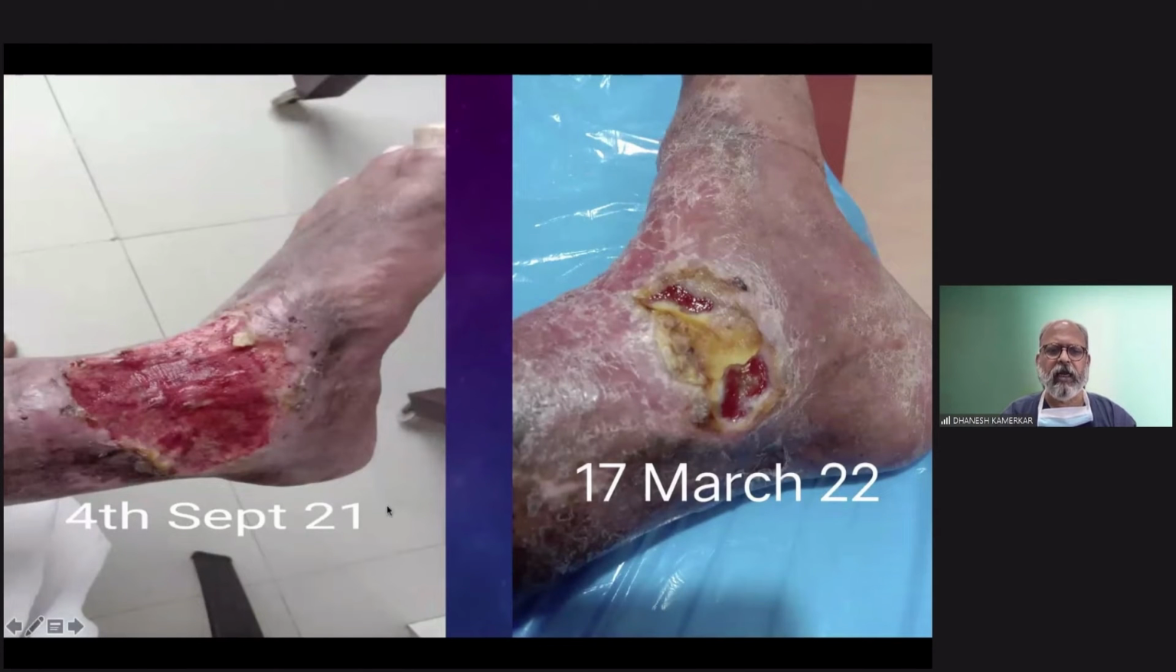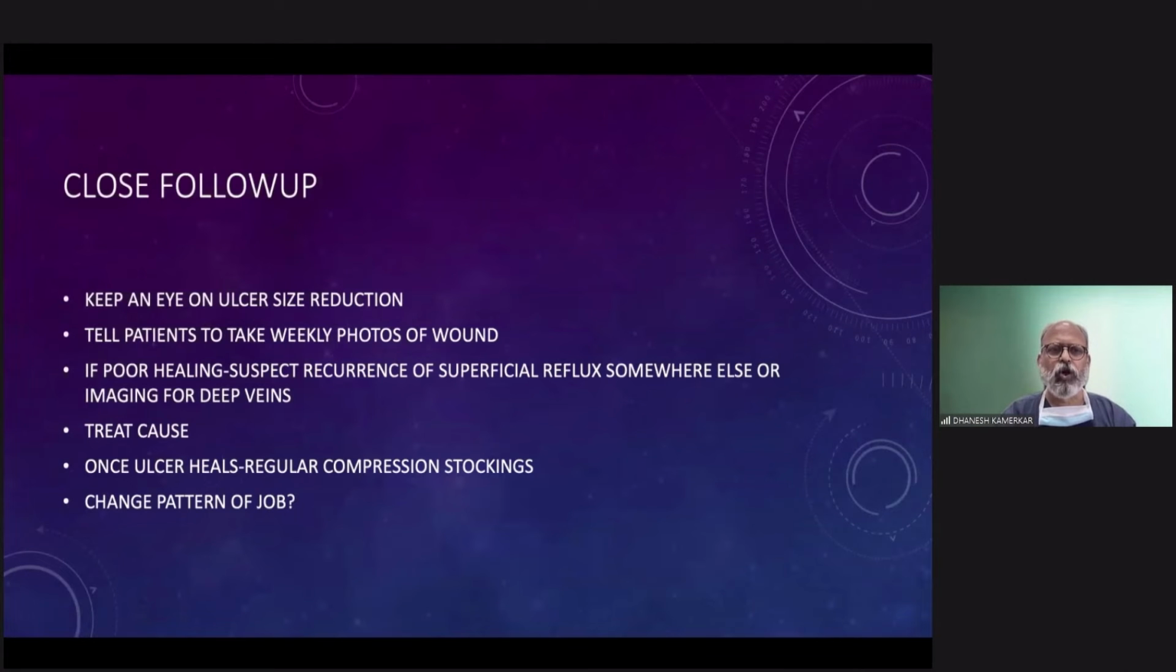Now this is a patient where I did an iliac vein stenting in September. It nearly took 6 months for the venous ulcer to come from that size to this size in March this year. So it took almost 6 months. Close follow-up is the key. Keep an eye on ulcer size reduction.